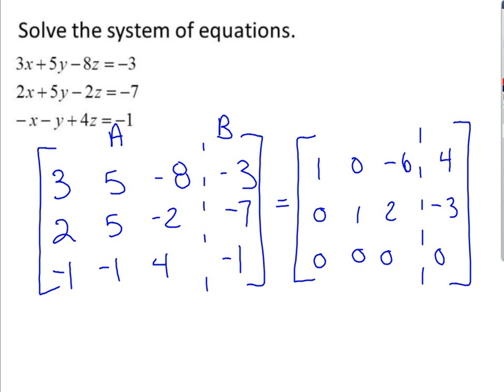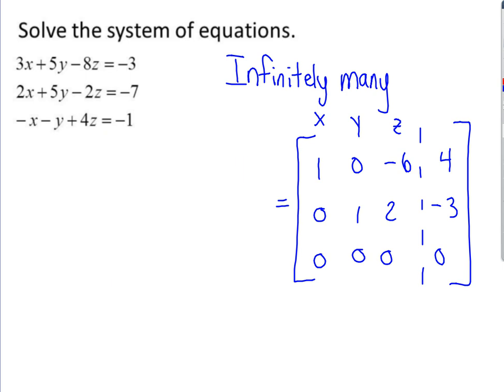So if this bottom row ends up with all zeros and that's equal to 0, then this means there are infinitely many solutions. But we actually need to see what those solutions are. So this is x, this is y, and this is z. So we know that 1x minus 6z is equal to 4, and we know that 1y plus 2z is equal to negative 3. Since there is no value for z, we just know z will always equal z.